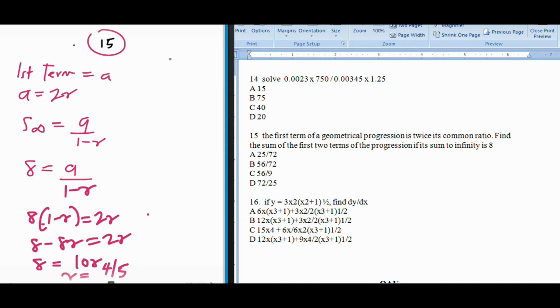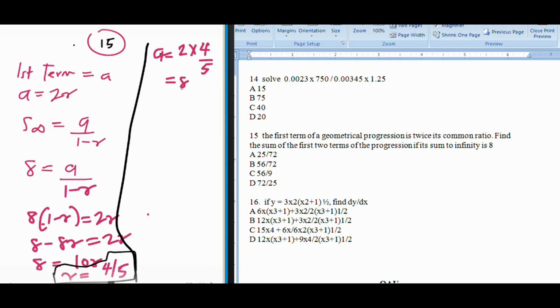Now that we have gotten the common ratio, we can go ahead to get our first term. Why? First term, according to the equation, is twice the common ratio, which means our first term A will be equal to 2 times 4 over 5, and that will be equal to 8 over 5. We have to find the sum of the first 2 terms. Okay? That is the first term A and AR, the second term. Already we know the first term. Let's quickly get the second term. Then we find their sum.